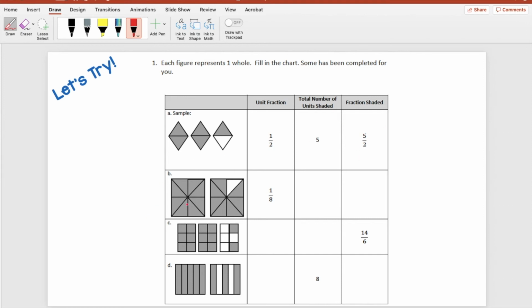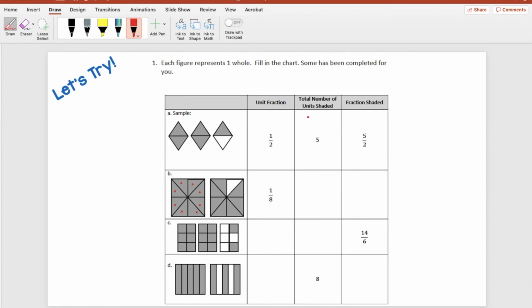Let's take a look at this. First, I'm going to count the number of pieces they've chopped it into. 1, 2, 3, 4, 5, 6, 7, 8. I see right here they already filled in my unit fraction, and I counted the right number. It matches, so we're good to go. My unit fraction is 1/8. One piece is called 1/8.